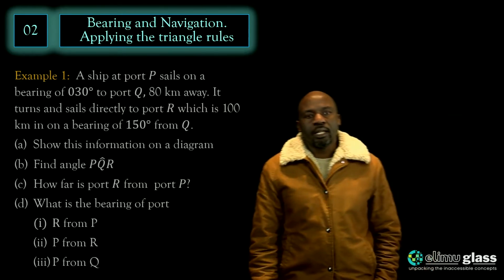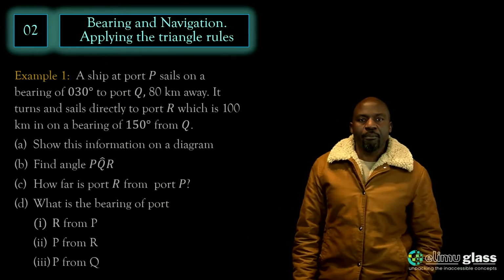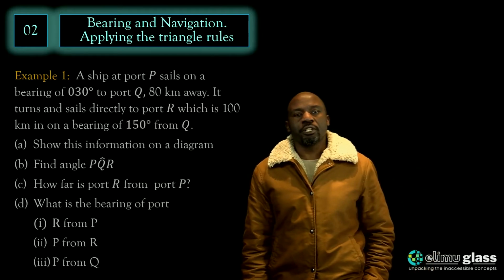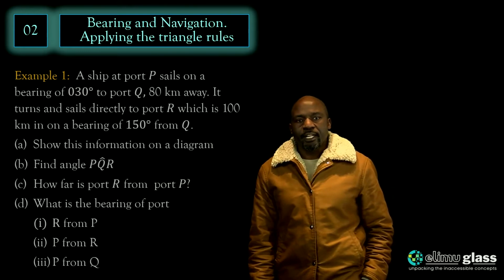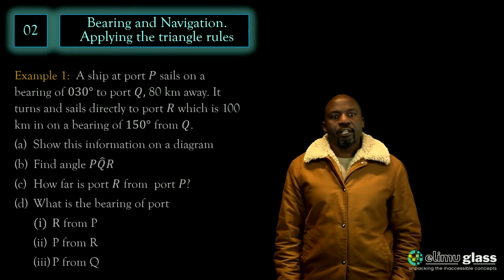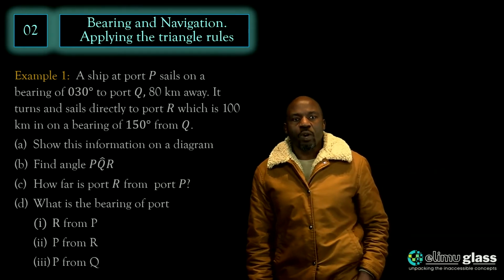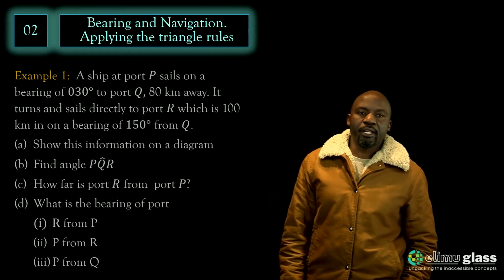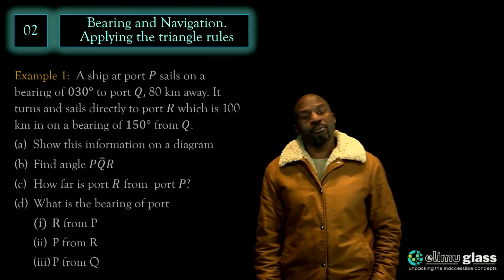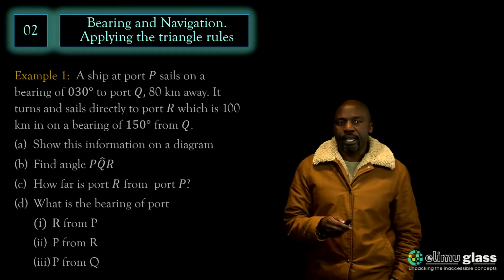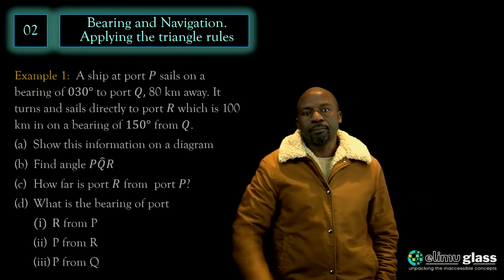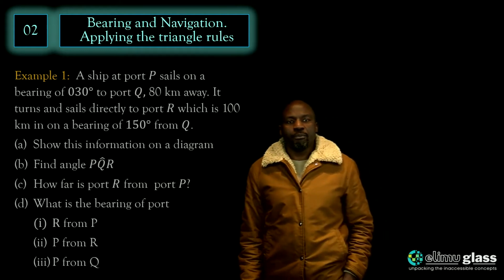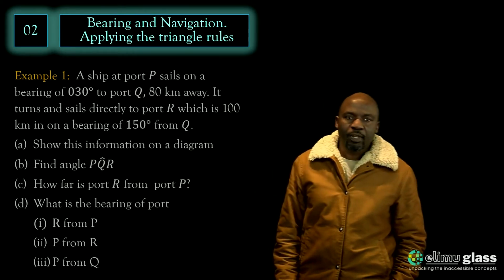A ship at port P sails on a bearing of 030 to port Q, which is 80 kilometers away. It turns and sails directly to port R, which is 100 kilometers on a bearing of 150 from Q. So it's important to note where the bearing is measured from. This time it is from Q. Show this information on a diagram.